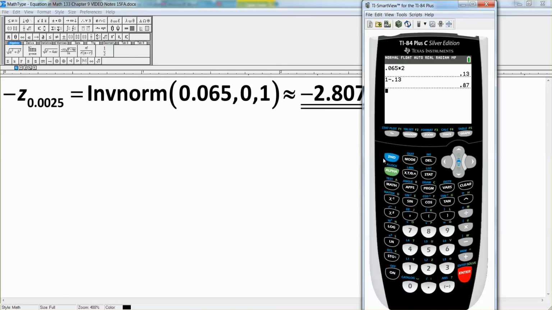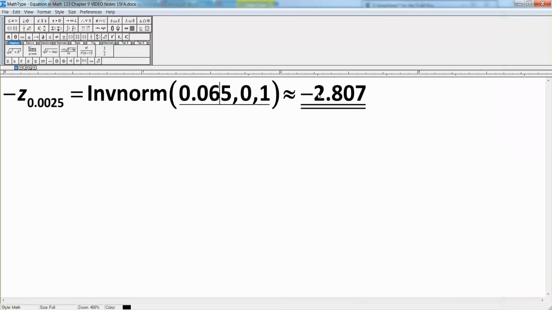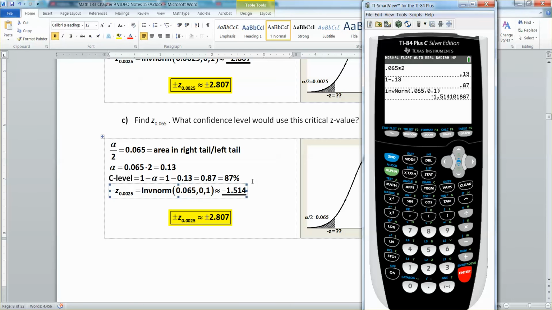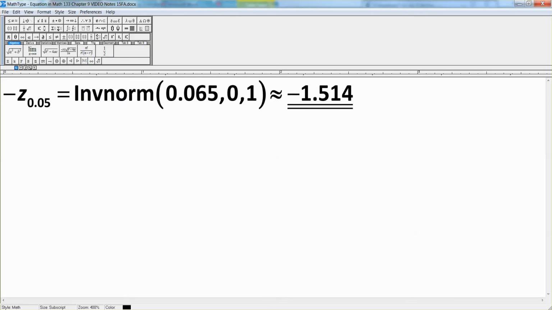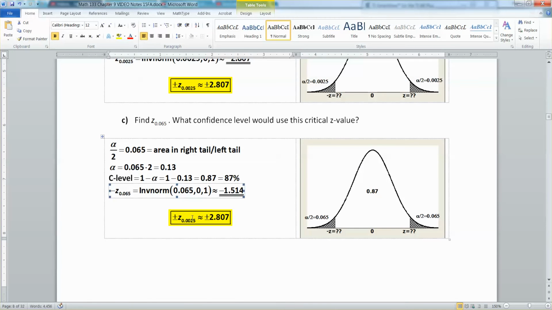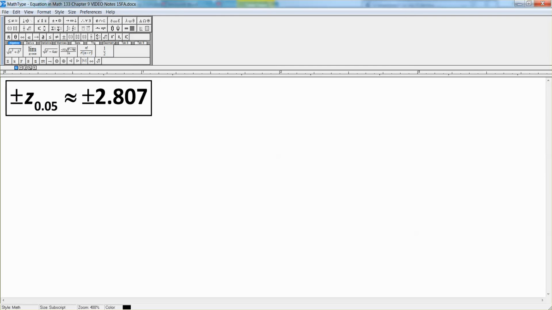So let me grab the calculator. Inverse norm, number 3, 0.065, 0, 1. So I'll go to paste and press enter. And I get negative 1.514. There we have that. So that means that our two values, oh, I should have labeled this. This is 0.065. So that means that our two critical values would be z 0.065, and that would be plus or minus 1.514, like that.